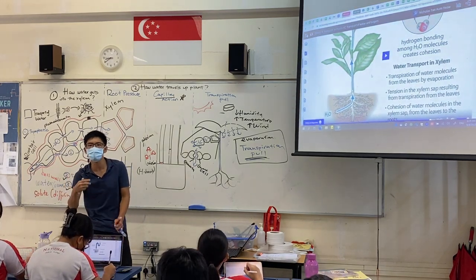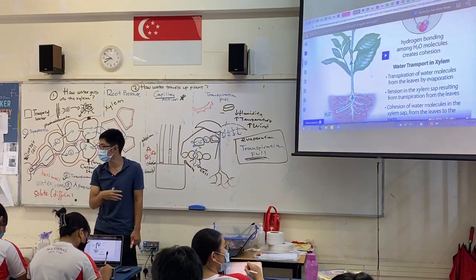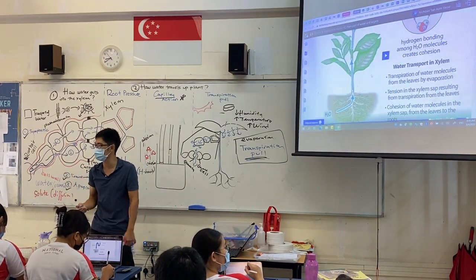Okay, so if there's a lot of wind, this actually plays into humidity also. If there's a lot of wind, you blow away all the water vapor, then that region is also low humidity.